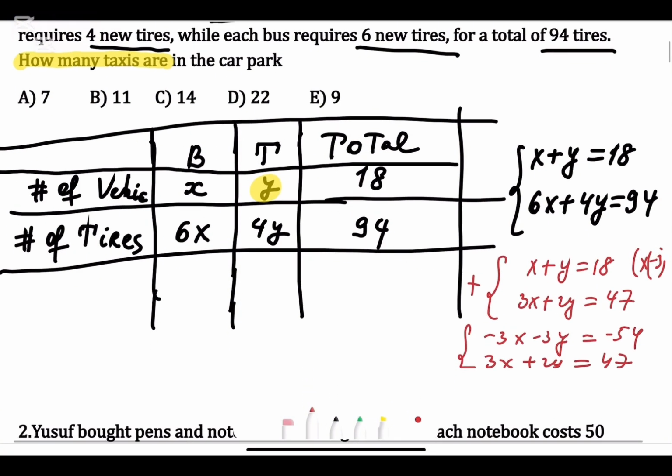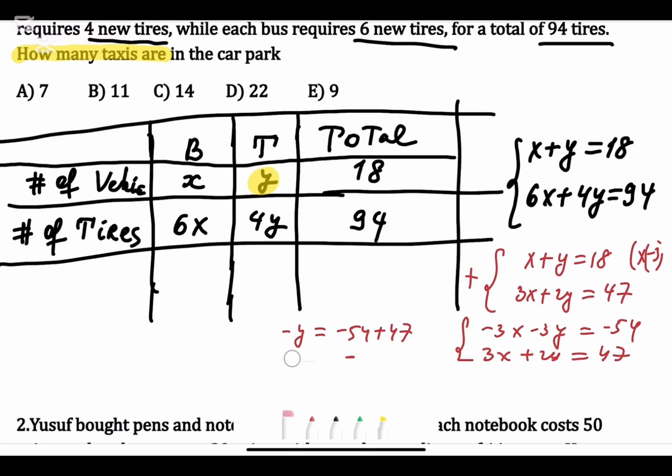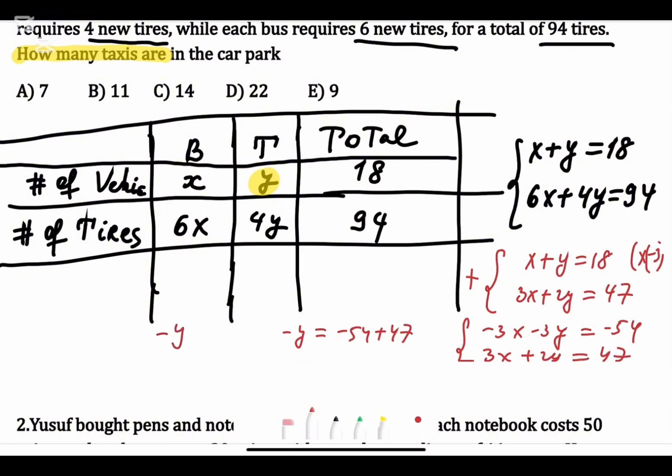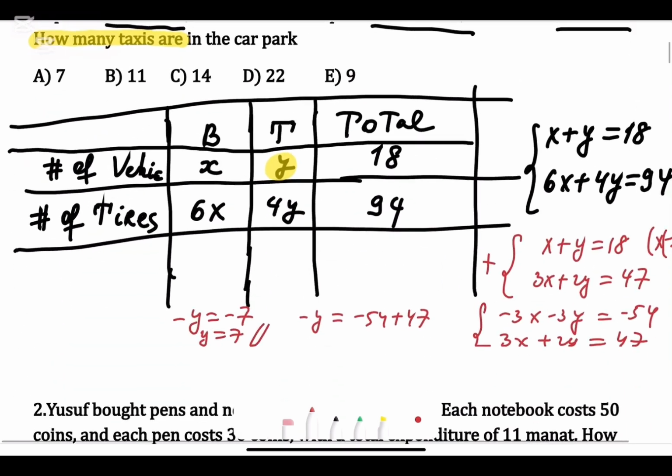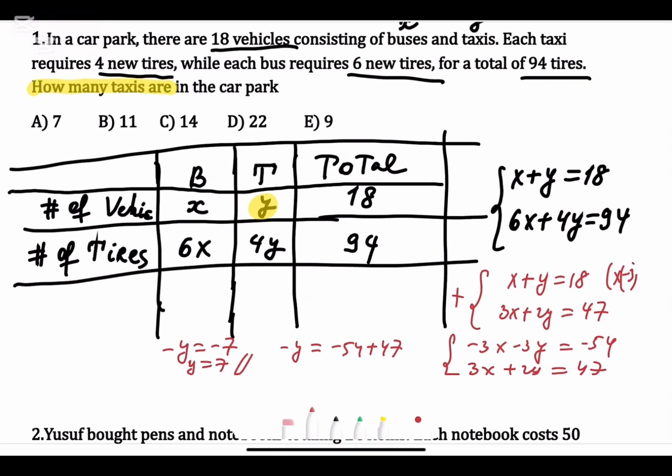If we add up both equations, we're going to end up having -Y and -54 plus 47. So -Y equals -7. Oh, I have no space here, so I'm going to move here. -Y is equal to -7, or Y is equal to 7. So we have 7 taxis in the car park.